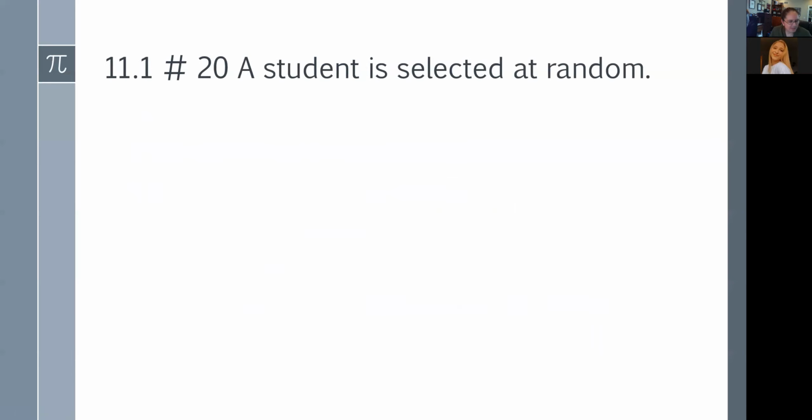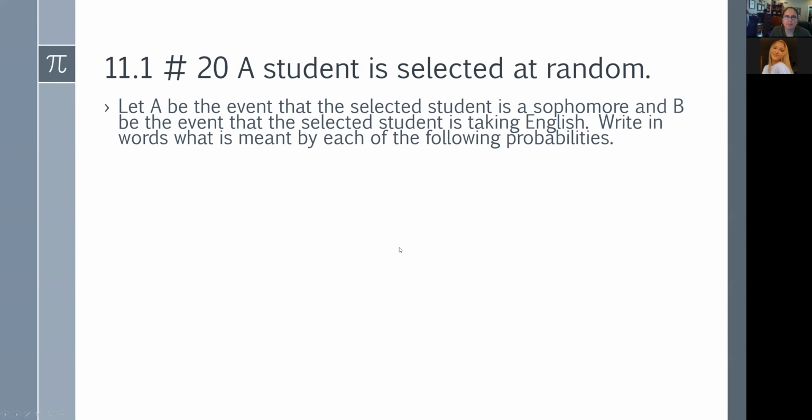Next, we're going to look at problem number 20. A student is selected at random. Let A be the event that the selected student is a sophomore, and B be the event that the selected student is taking English. Write in words what is meant by each of the following probabilities. The probability of A union B.